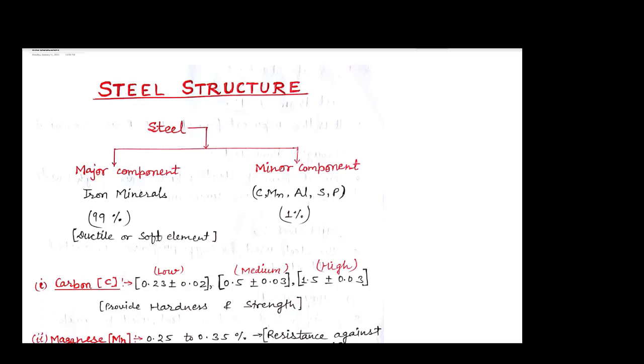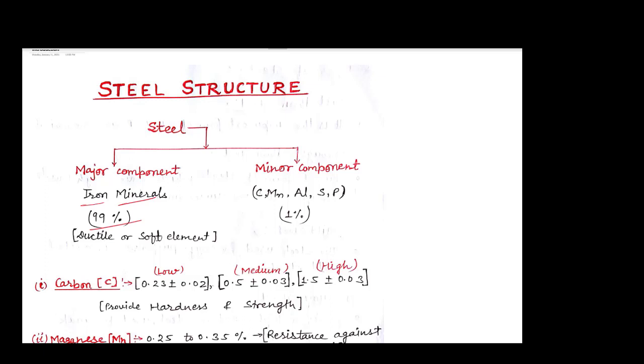In this subject, as we have given the introduction in the previous lecture, today we will learn about the basic properties of steel, what are its components, major and minor, and what are its mechanical properties. So let's start. As you all know, steel is an alloy which is made up of major and minor components. As you can see here, the major component which comprises steel is the iron mineral, whose value is about 99%.